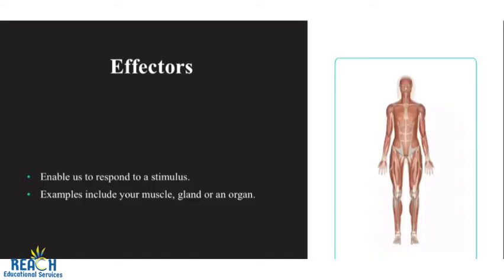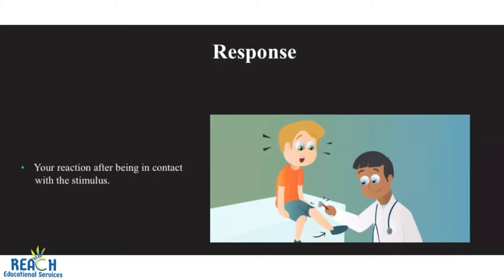Effectors now, they enable us to respond to a stimulus. So they could be your muscles, they could be a gland or an organ. An easy way to remember receptors is that receptors receive while effectors, they cause an effect on your body. Now your response will be your reaction after being in contact with the stimulus.